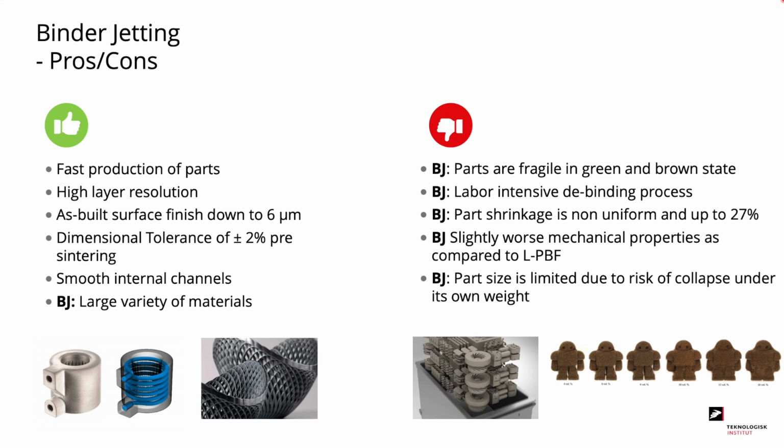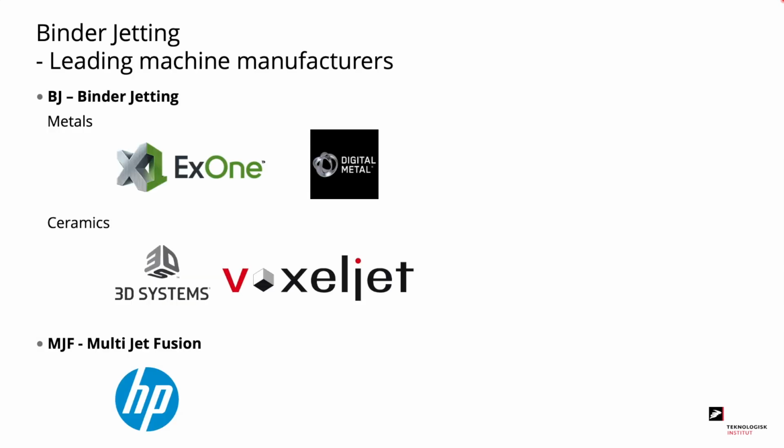Let's have a look at the pros and cons of the binder jetting process. We have fast production of parts, we can obtain high layer resolution, and the as-built surface finish is all the way down to 6 micron. Some of the cons include, specifically for binder jetting, that the parts are fragile in both green and brown state. The debinding process is highly labor intensive, and the parts will shrink in a non-uniform manner, all the way up to 27%.